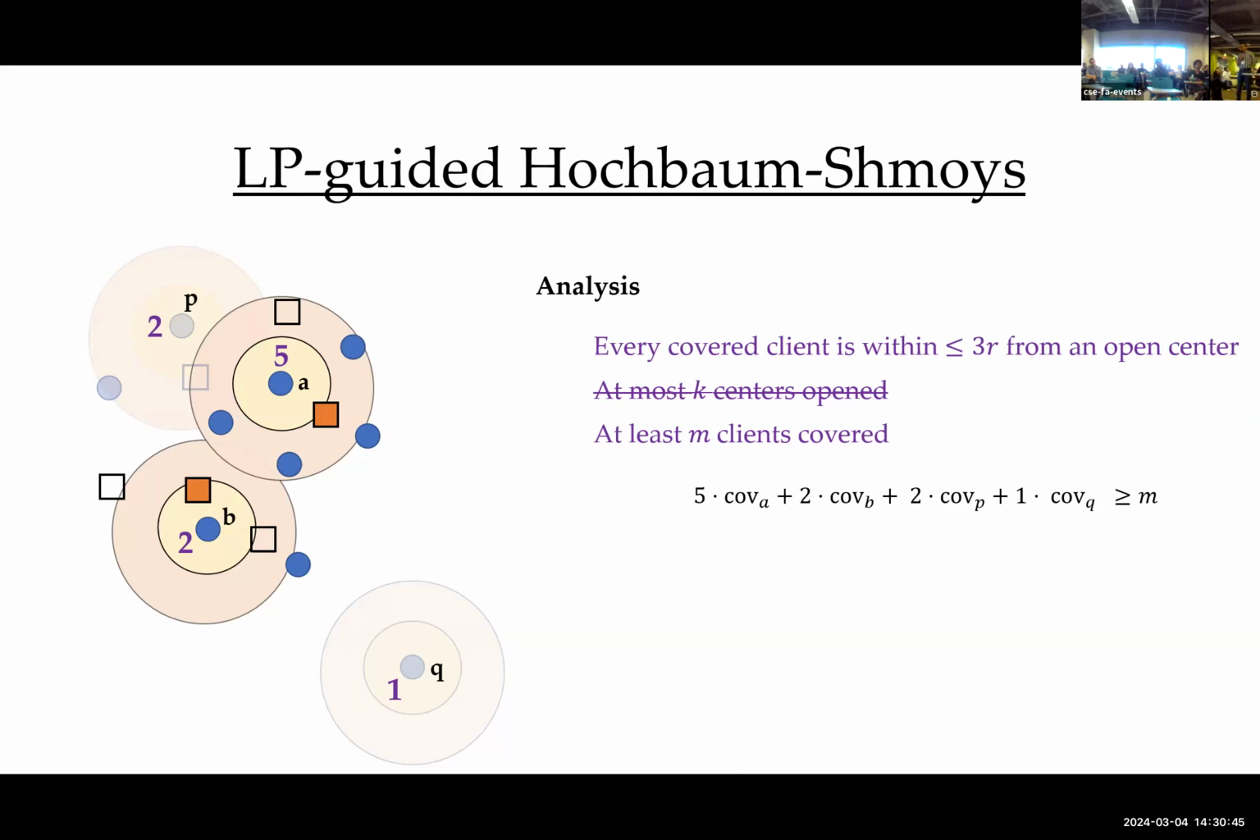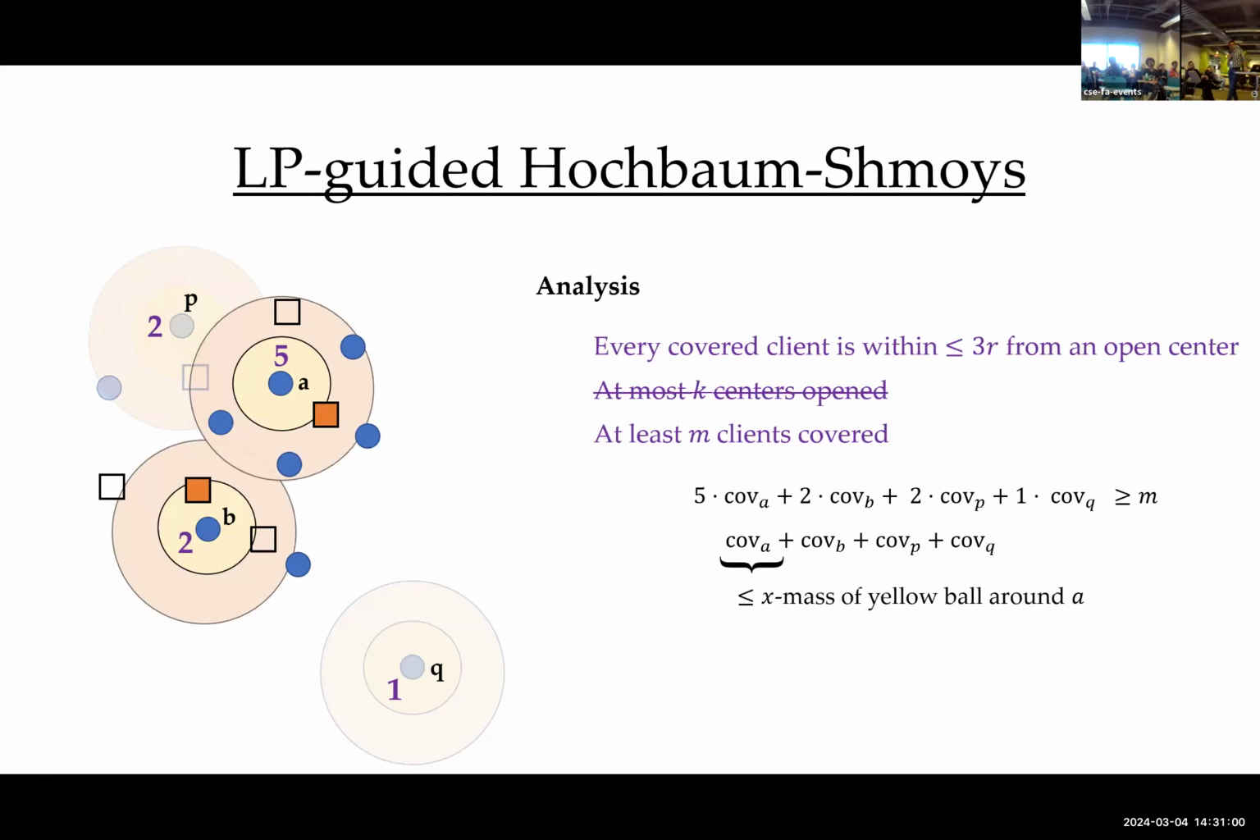I open 5 plus 2. So why is that at least M? Well, now I'm going to use the fact that this curve A... So what is curve A plus curve B plus curve P plus curve Q? I want to argue that this is not too large. Why? Well, what is curve A? Curve A is at most the x mass of this ball here. That's another constraint of the LP.